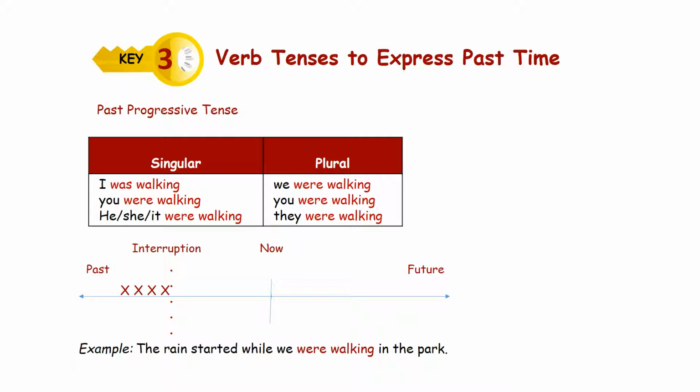Okay, here's an example. The rain started while we were walking in the park. So we were walking in the park and the rain started. And there was the interruption. The past progressive tense takes the form was or were plus the verb plus ing. The ing form is called the present participle. And we use was or were according to the subject.